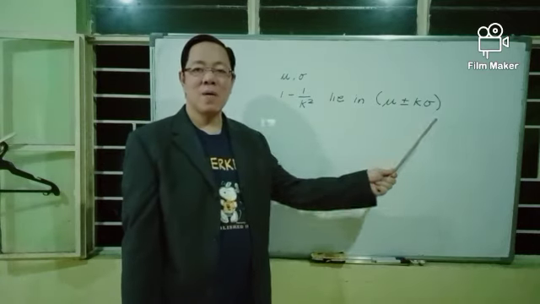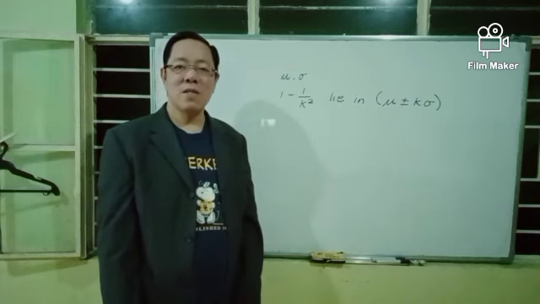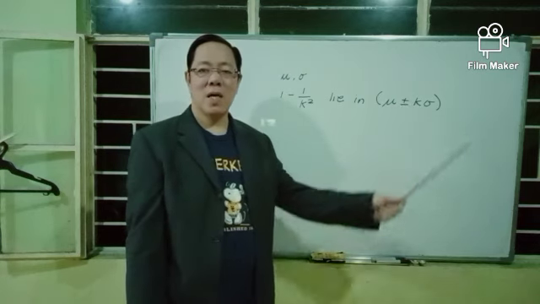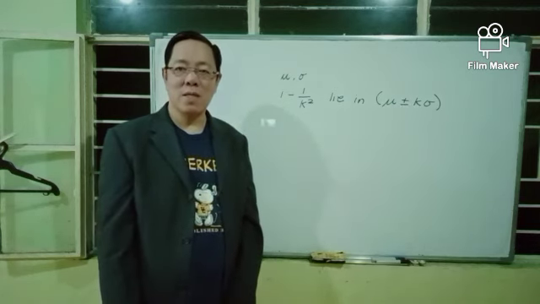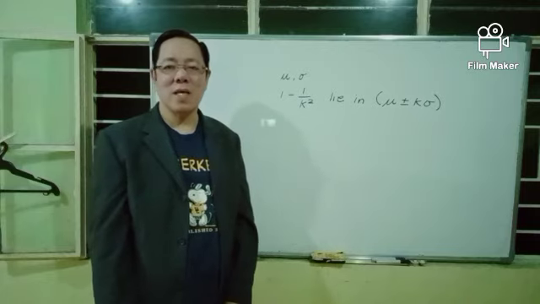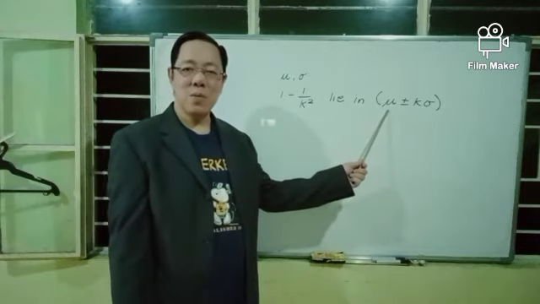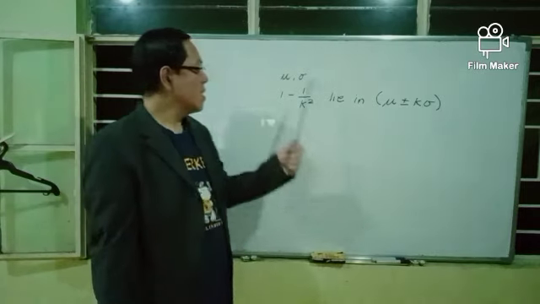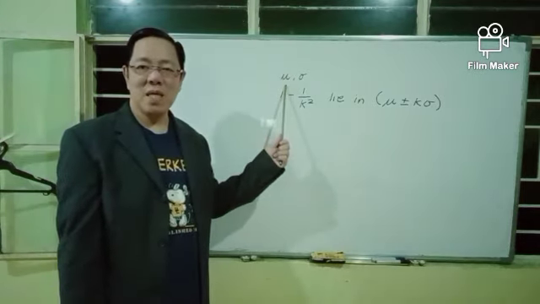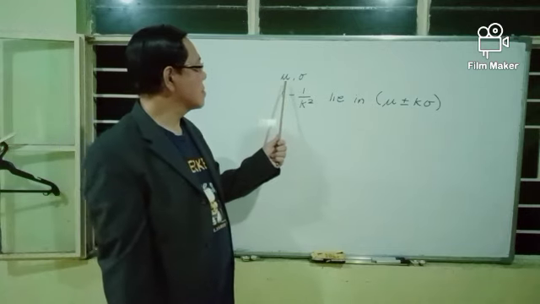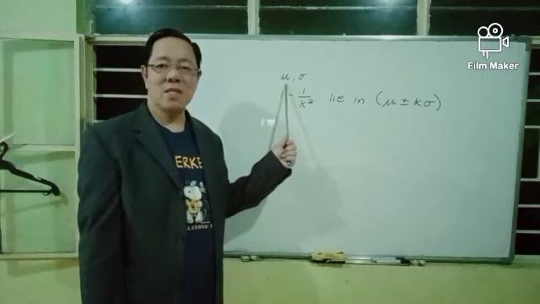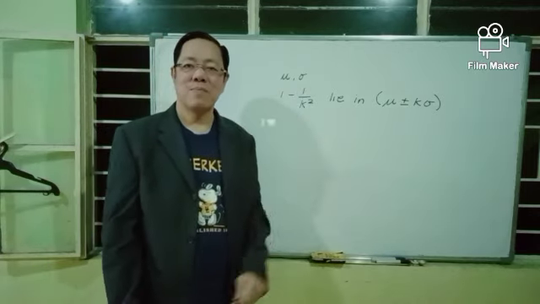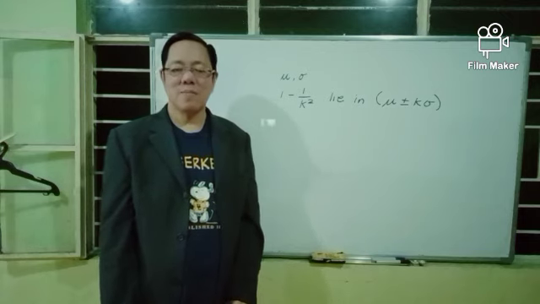Mu minus k sigma is k standard deviations to the left of the mean, while mu plus k sigma is a point that is k standard deviations to the right of the mean mu. In using Chebyshev's theorem, we must be given the population mean or the expected value of the discrete random variable x, as well as the standard deviation of the discrete random variable x.